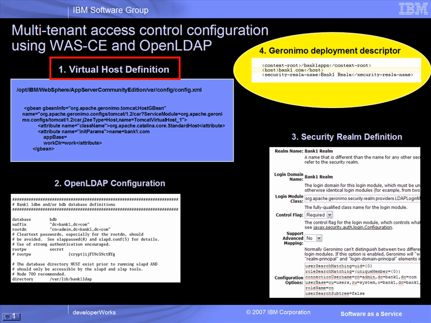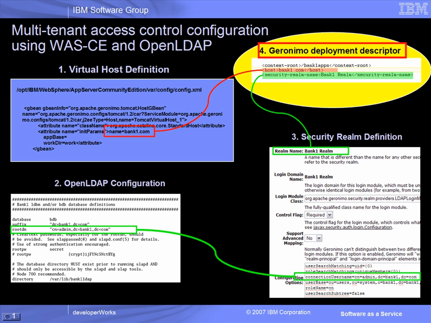In Step 1, we define two virtual hosts for Bank 1 and Bank 2 in the WAS-CE configuration file config.xml. In Step 2, we define two OpenLDAP databases in the OpenLDAP configuration file slapd.conf. In Step 3, we define two security realms for Bank 1 and Bank 2 using the WAS-CE admin console. And in Step 4, we specify the virtual host and security realm for each tenant bank in the Geronimo deployment descriptor in the application EAR file geronimo-web.xml.